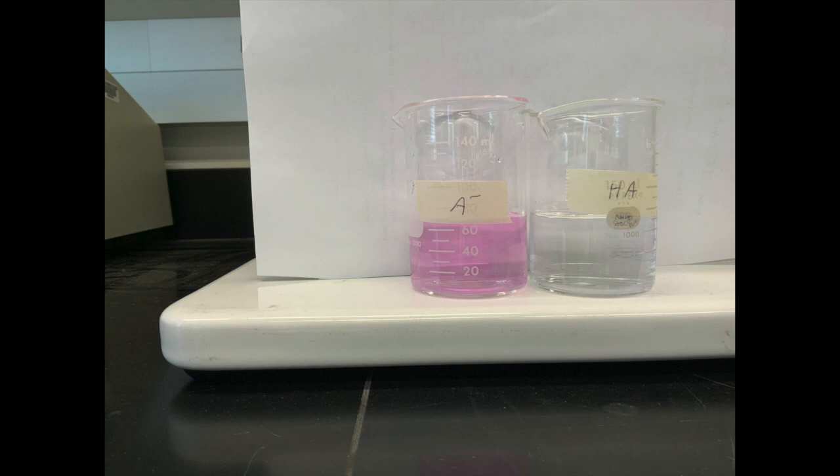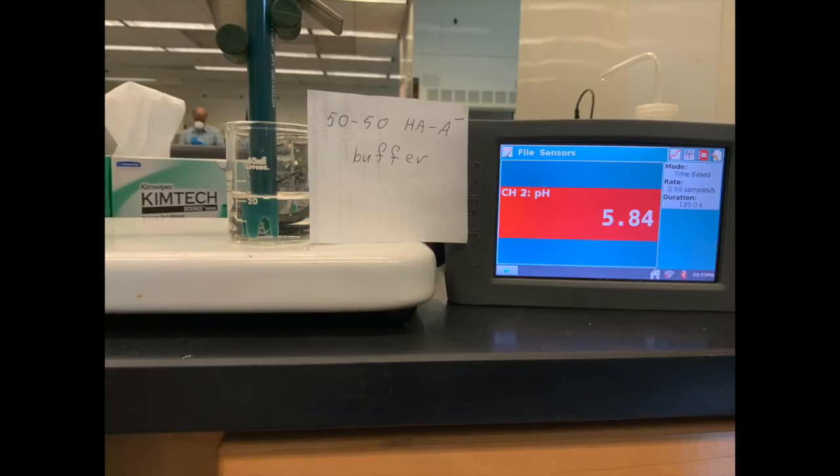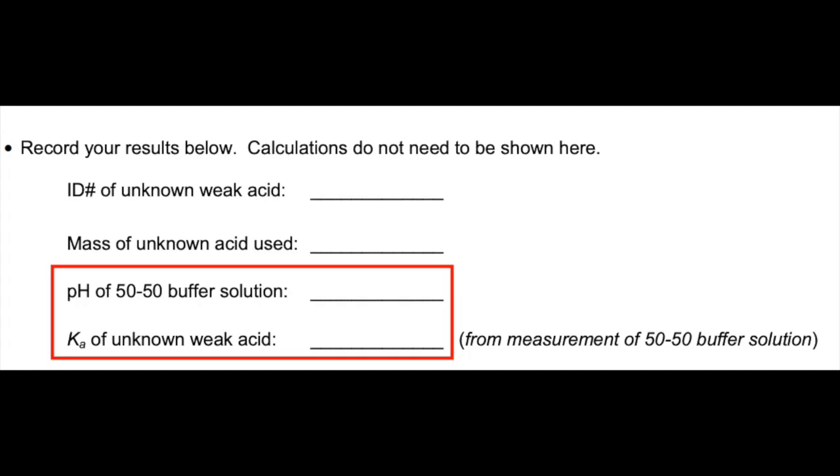Lastly, we made a buffer by mixing 25 milliliters of HA with 25 milliliters of A-. This solution is called the 50-50 buffer. The pH of the 50-50 buffer is measured in a pH meter. You can record this value in your lab report as highlighted here and use the pH to help you determine the Ka of the unknown acid.